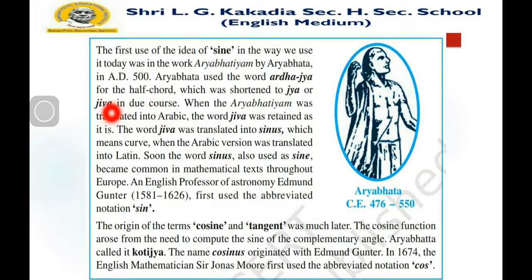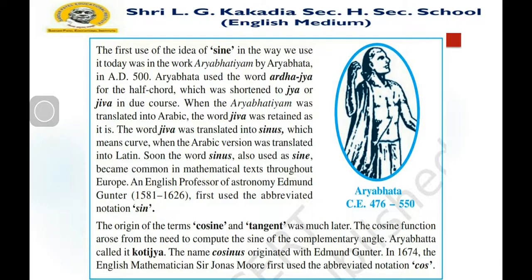In due course, Jiva is known as a chord. When the Aryabhatiam was translated into Arabic, the word jiva was retained as it is. The word jiva was then translated into sinus, which means curve. When the Arabic version was translated into Latin, the word sinus, also used as sine, became common in mathematical texts throughout Europe. An English professor of astronomy, Edmund Gunter, first used the abbreviated notation sin.